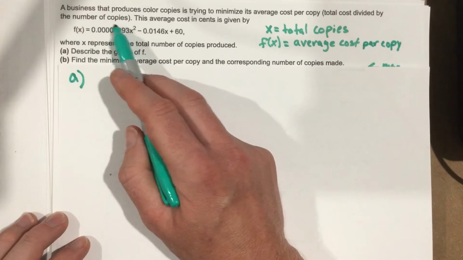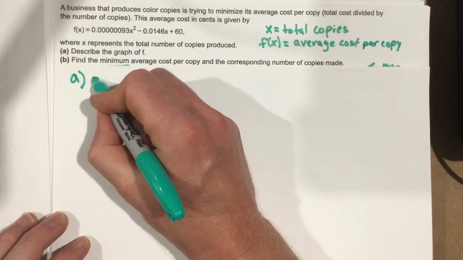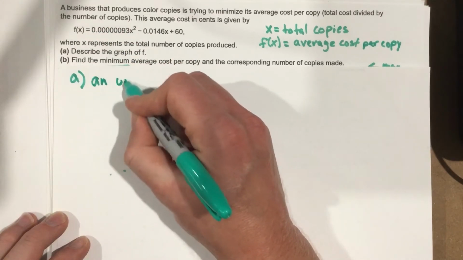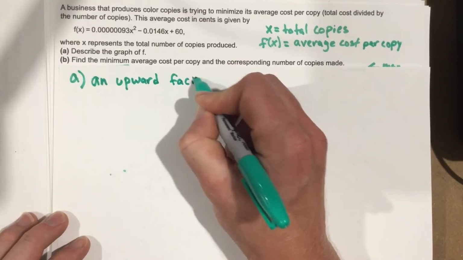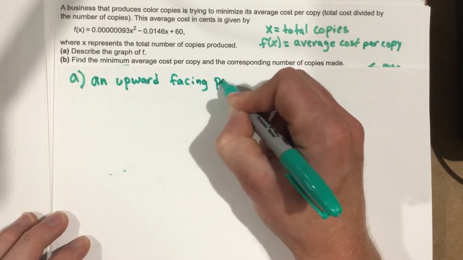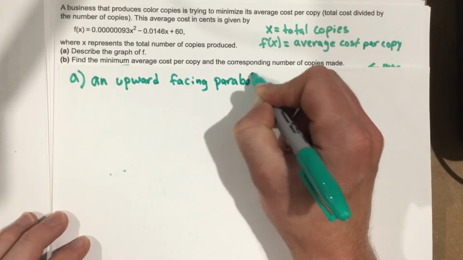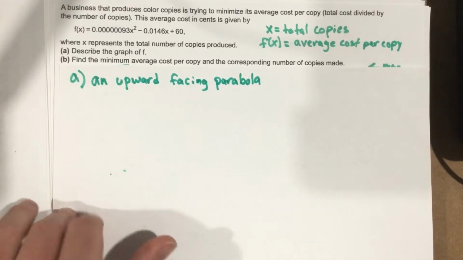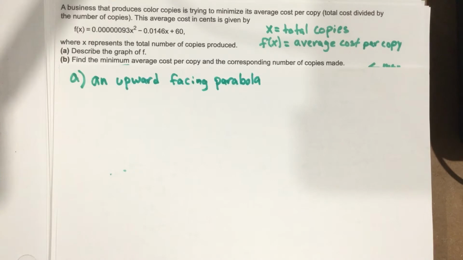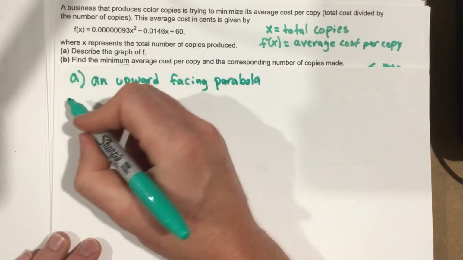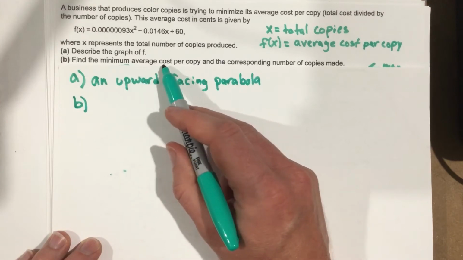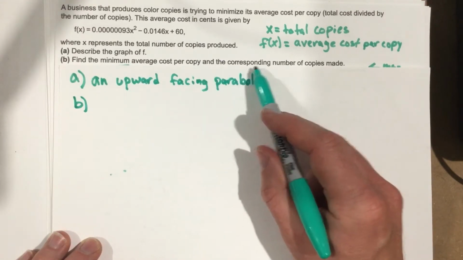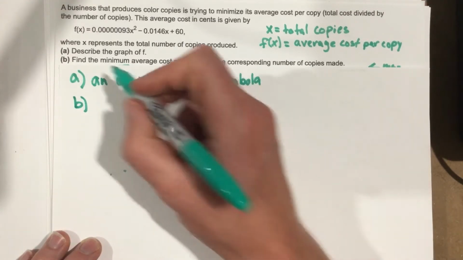And we see that the leading coefficient is positive. So we have an upward facing parabola. Okay, that's the description, upward facing parabola. What's that mean? Well, it means something for part B. It says find the minimum average cost per copy and the corresponding number of copies made.